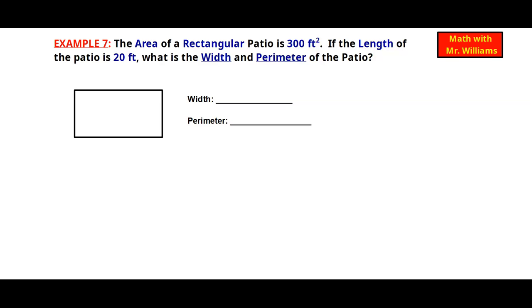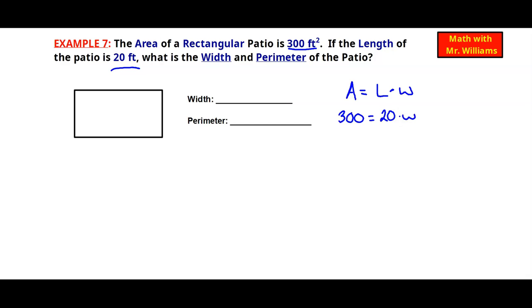Mr. Williams, example 7. The area of a rectangular patio is 300 feet squared. If the length of the patio is 20 feet, what is the width and perimeter of the patio? Okay, so in this case, we're going to start with the area since they gave us the area. Area equals length times the width. All right, so let's plug our numbers in. They gave us the area of 300 equals, they gave us the length of 20, and that's times the width.